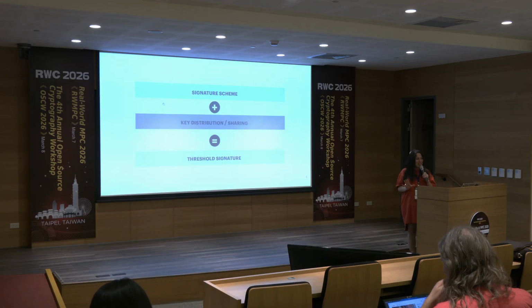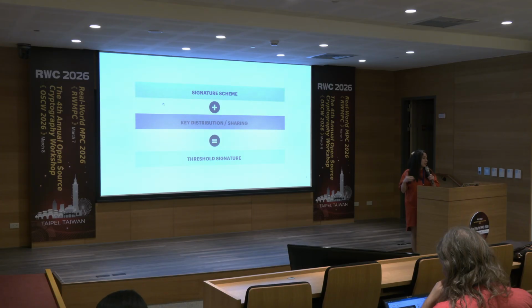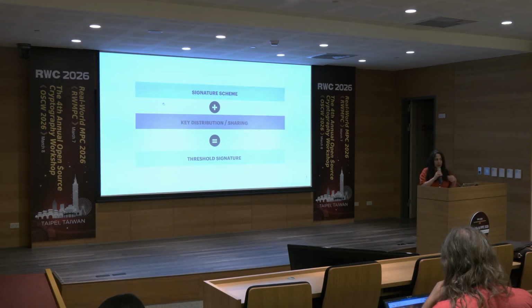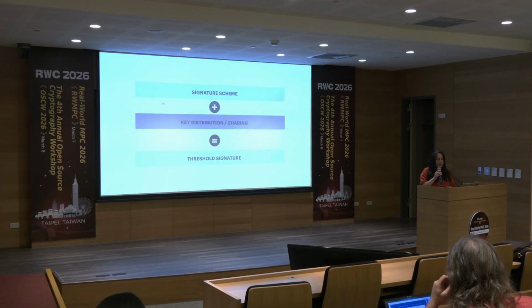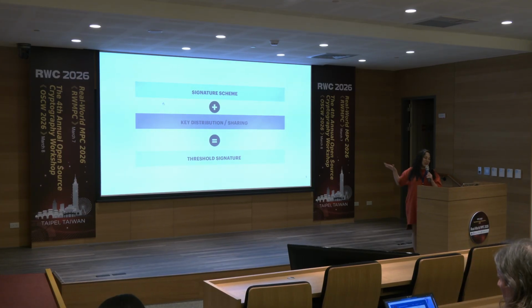Okay, so if we want to thresholdize something, what we do is start by looking at the signature scheme and seeing which specific routines of that signature scheme can be made distributed in some generic way or other form. And then what we also want is to have some kind of key distribution procedure and a way to actually create shares of that specific secret key. And if we have those two, what we end up with is a threshold signature procedure.